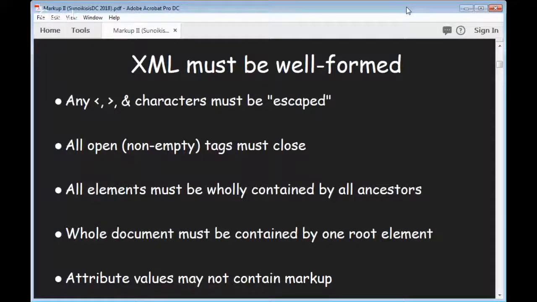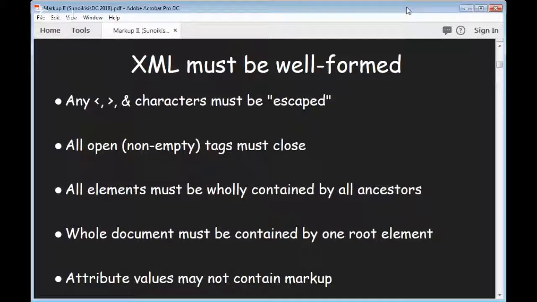The fourth rule is that a single XML document must have one element that contains the entire document. So the opening tag at the very beginning of the document, immediately after the XML declaration, must match a closing tag, which is right at the end of the document. There can be nothing before the opening tag except for the XML declaration, and nothing after the closing tag. There can be all sorts of things in between, but there must be one root element that contains everything.